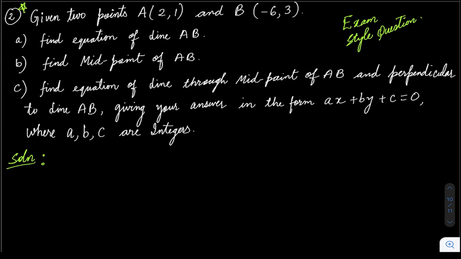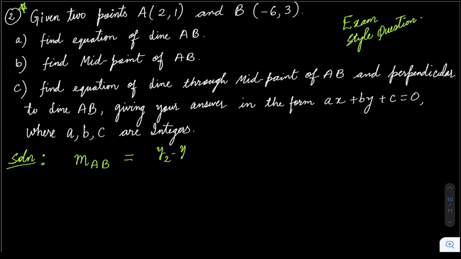Let's do this. Two points are given, A and B: (2, 1) and (-6, 3). Find the equation of line AB. To find the equation of line AB, we need the gradient and one point. In this case, two points are given, so obviously we have at least one point, and that's all we need. So we need to find the gradient first. Let's find the gradient of line AB.